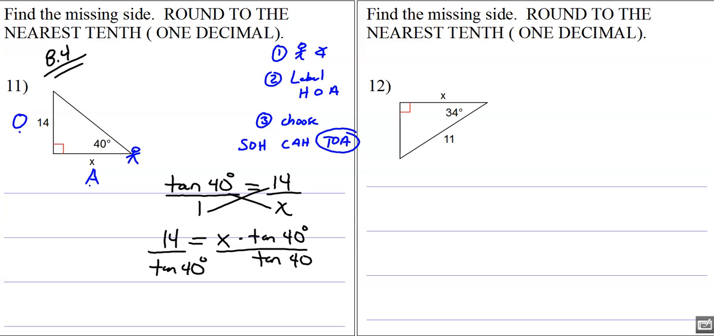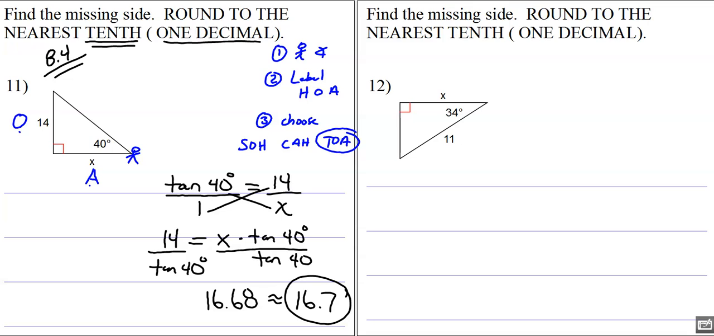So I punch in my calculator. 14 divided by tan 40, and you should get 16.68. Now, if you get some weird negative number, check your mode. You might be in radian mode. You want to be in degree mode. It says round to the nearest tenth, which is 1 decimal. So this one is actually going to get rounded to 16.7.